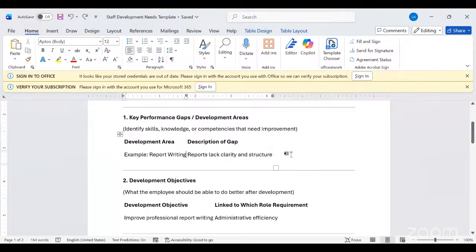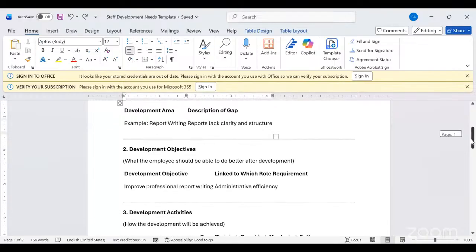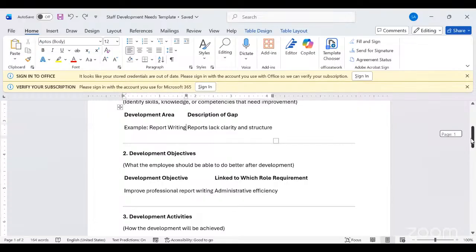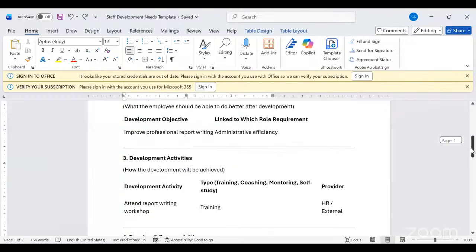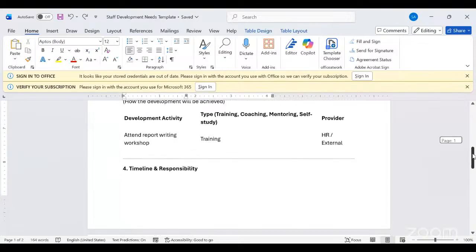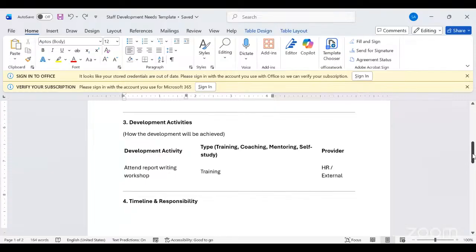So it means that whenever this particular employee churns out reports, the reports lack clarity and structure. The development objectives: improve professional report writing, and that is linked to the person's administrative efficiency. Then the development activities: what activities will be performed by the appraisee or the employee to improve the report writing competence?